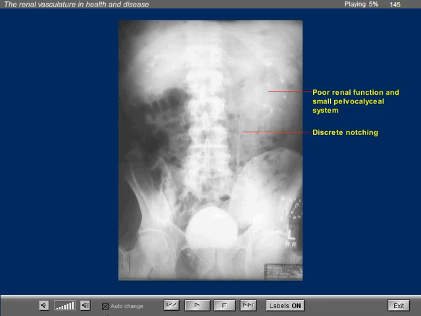This patient is a 68-year-old man who had histologically proven membranous glomerulonephritis. Clinically, he suffered of the nephrotic syndrome. Suddenly, there was deterioration in renal function, and a repeated urogram revealed poor function of the two kidneys with very small pelvocalyceal systems, and there was a very discrete notching of the ureters. These findings were overlooked by the radiologists who interpreted this study.